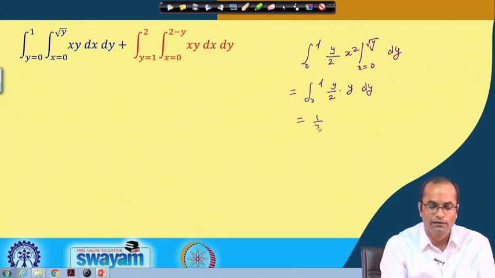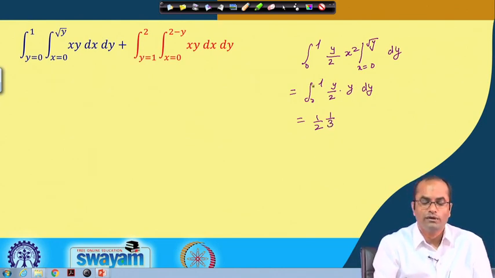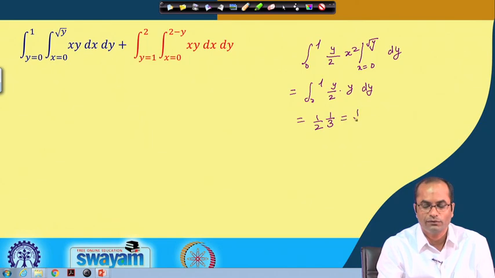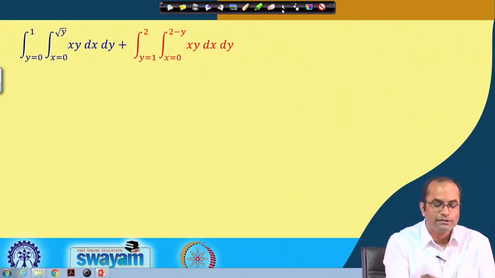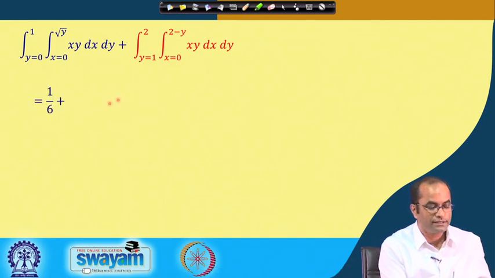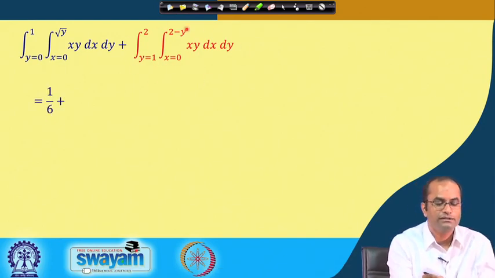So, we have half y square, this will be 1 by 3 y cube, and when we put the limit 1, it will be 1 minus 0. So, we get the value 1 by 6 here. So, the value of the first integral is 1 by 6, and then we can evaluate the second integral.